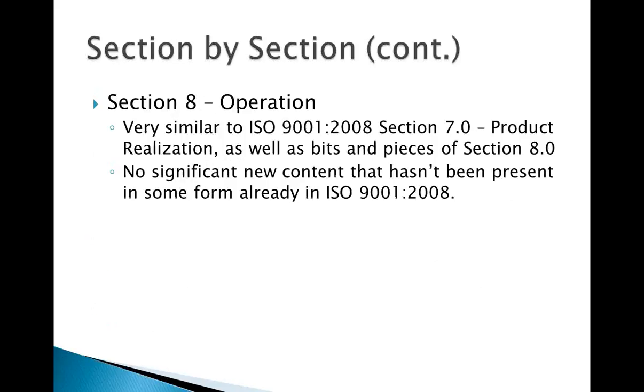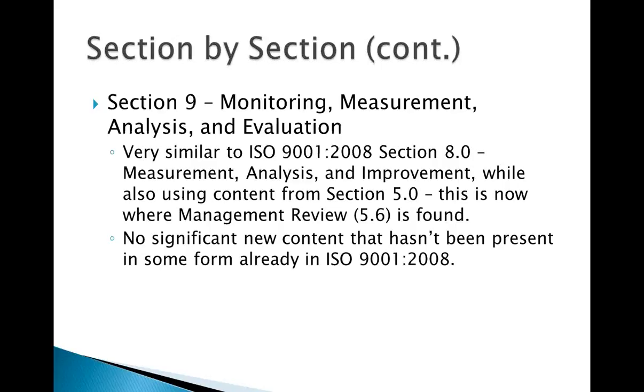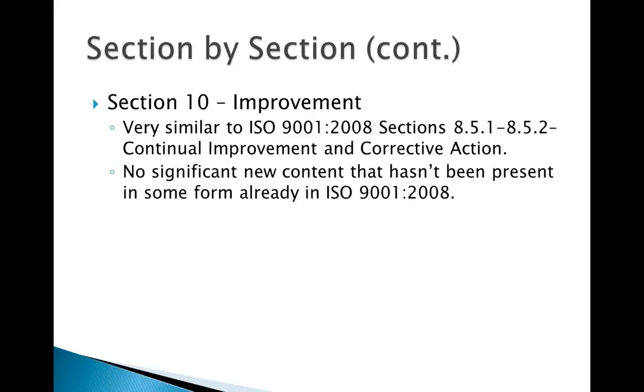Section 8 is called Operation, and in our analysis, Section 8 has no significant new content that was not already present in some form in 9001-2008. Section 9 is also a section without any significant new content. A lot of familiar ideas from 9001-2008 Section 8 and 5. And that's also the case for Section 10, Improvement. No significant new content that was not present in some form already in 9001-2008.